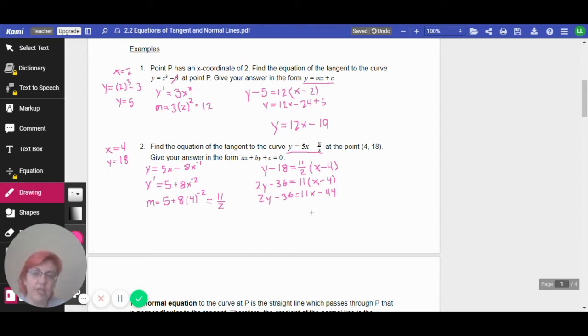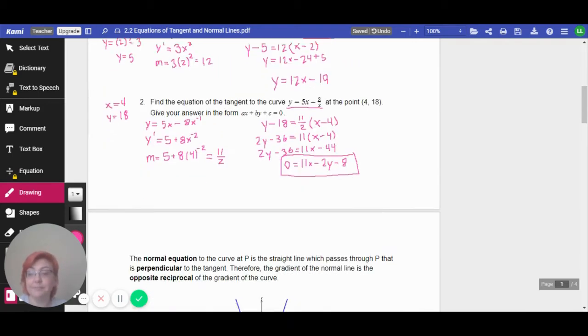So I'm going to move y over here, and negative 36 I'm going to move as well. To move that y, I'm going to subtract it from both sides. To move the 36, I'm going to add it to both sides, which will leave me with 0 over here. And then I will have 11x minus 2y, and then I've got negative 44, but I'm adding 36. So I'm ending with minus 8. And there we go.